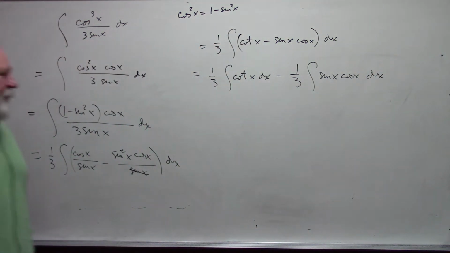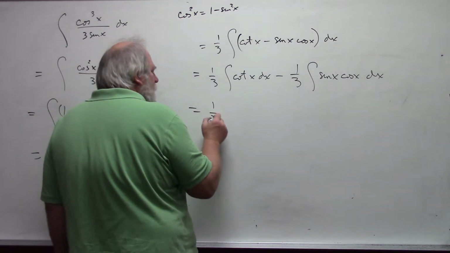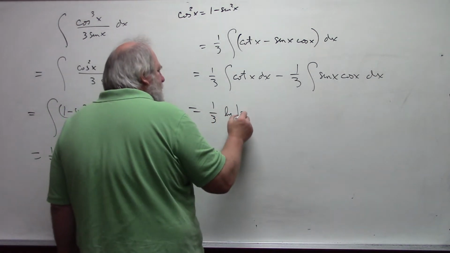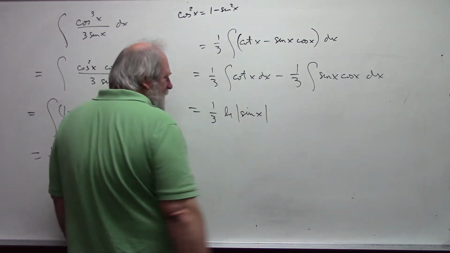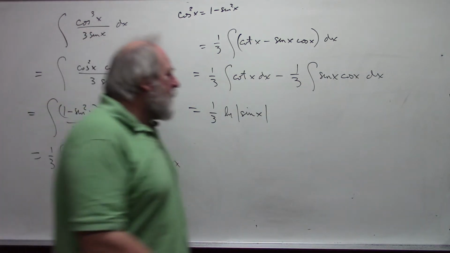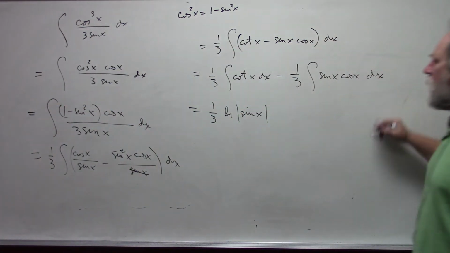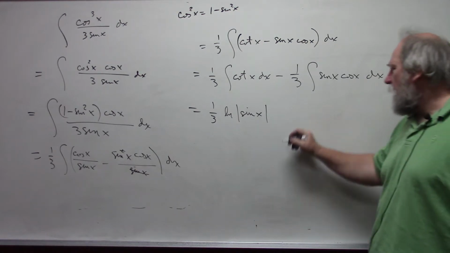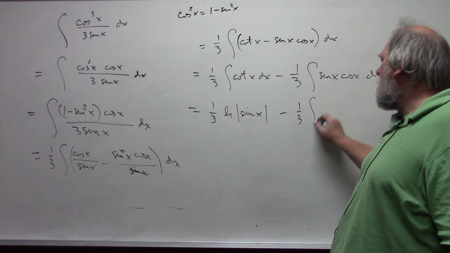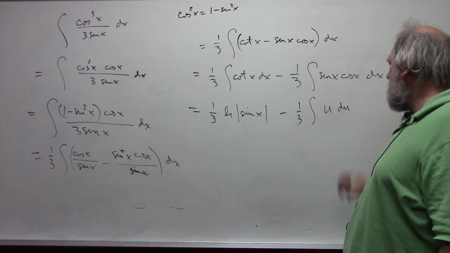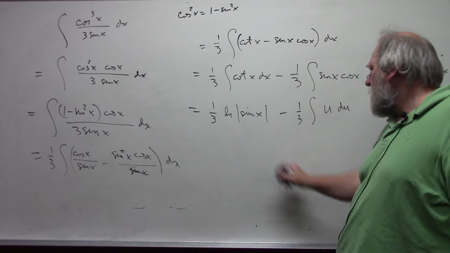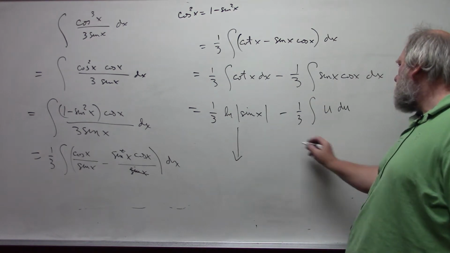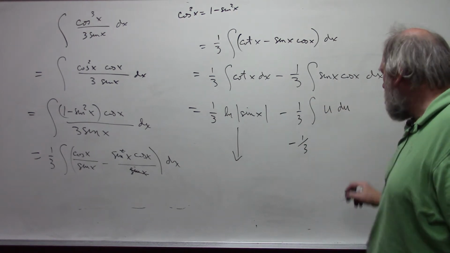Okay? First one, 1/3 natural log absolute value of sine of x. Again, those are basic form, pretty simple. For the second piece of this, u is sine of x, du is cosine of x dx. And so this becomes minus 1/3 the integral of u du. This I'm going to just bring down for the moment. Work on this side only.